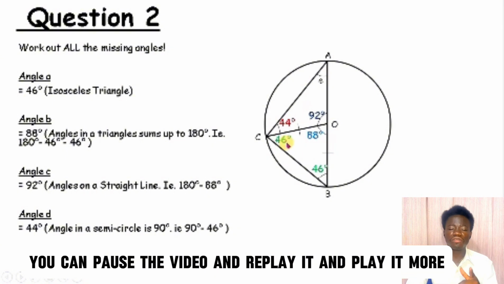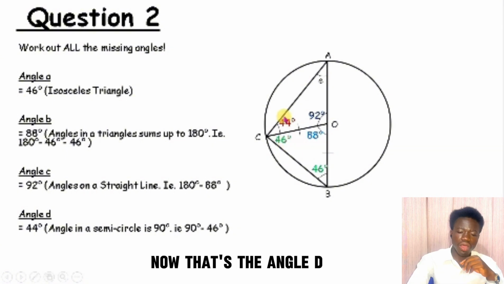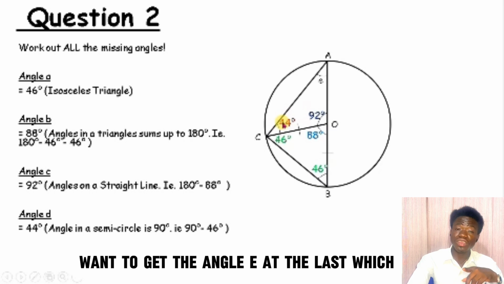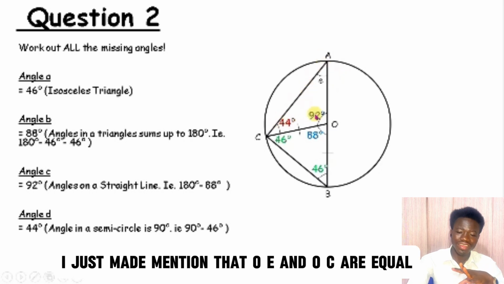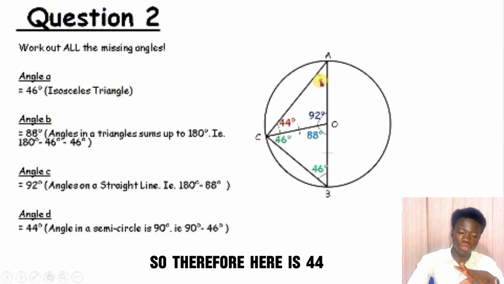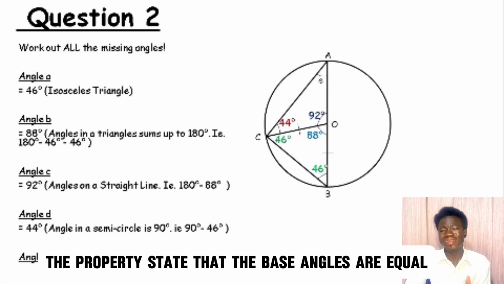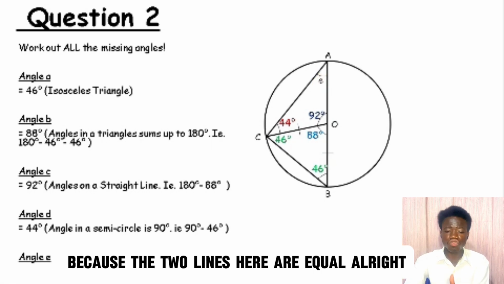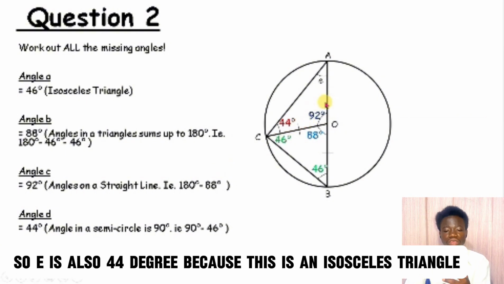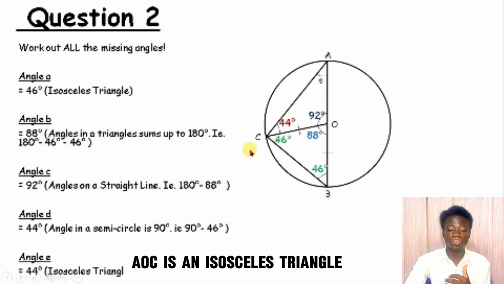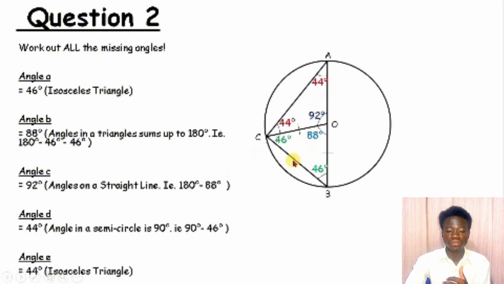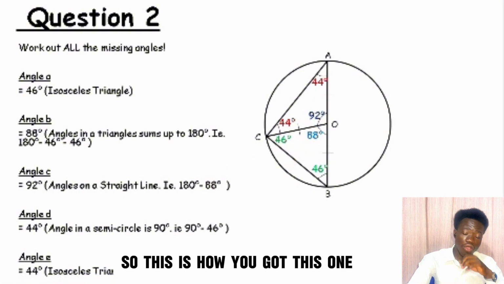So take note, you can pause the video and replay it more. Now that's the angle D. Once you get the angle E at the last, I just made mention that OA and OC are equal. So therefore, here is 44, here must also be what? 44, because it is an isosceles triangle. In an isosceles triangle, the property states that the base angles are equal because the two lines here are equal. So E is also 44 degrees because AOC is an isosceles triangle. So this is how you got this one.